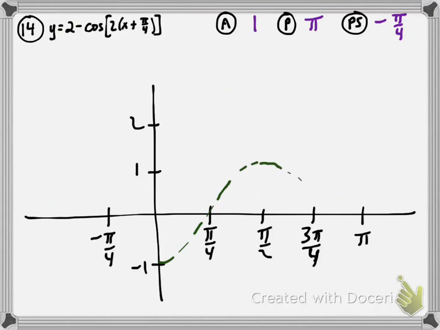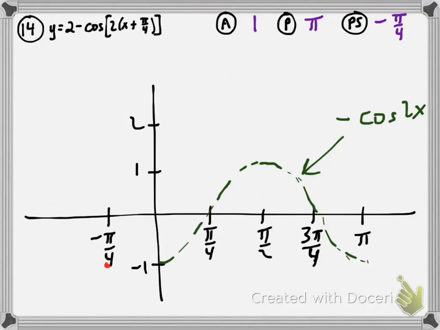Like this. That's negative cosine. And then we have to move it to the left pi over 4 radians, so we'll do that in red. Let's label this part here. This is negative cosine 2x, and the red one will be the second one. We'll move it to the left pi over 4 radians.